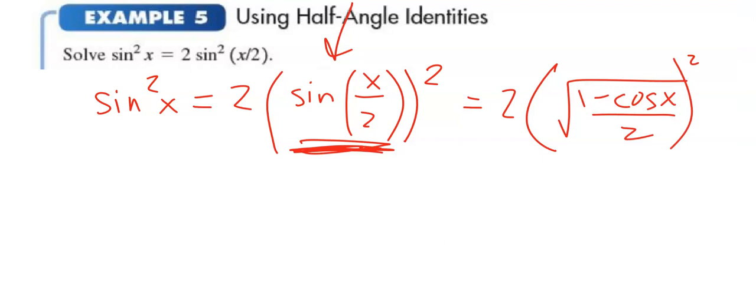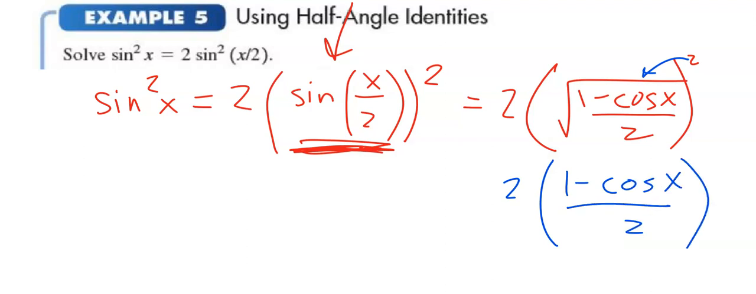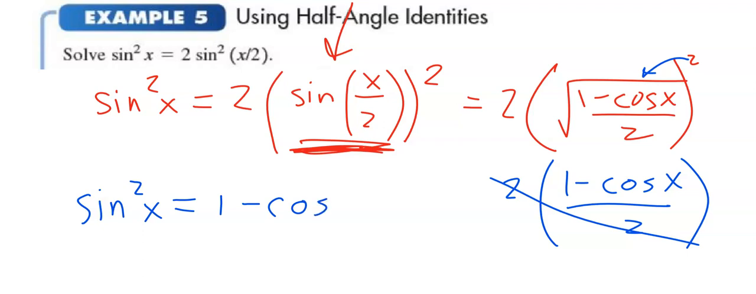Okay, so what's happening to the square and the square root? Gone. So that leaves me with 2 and then parentheses 1 minus cosine x all over 2. Any other magic happening? 2 from the top and the bottom cancel, right? So this question, man, this question simplified a lot to this.